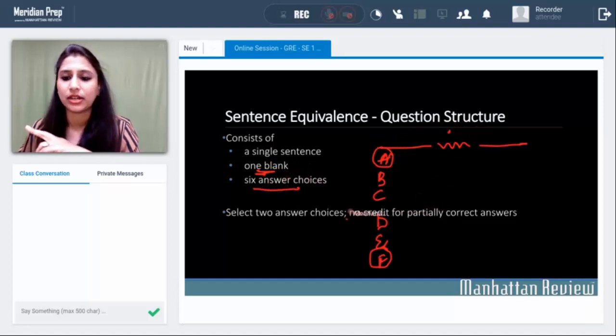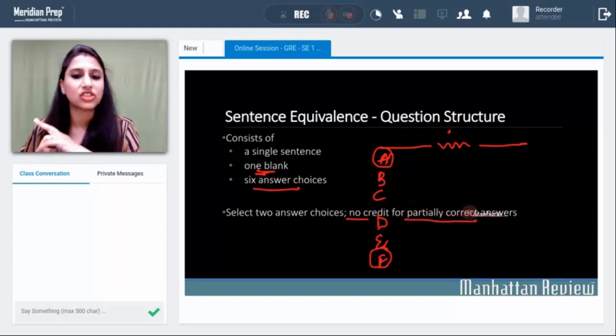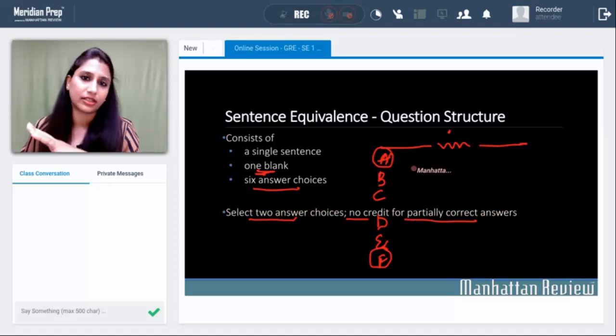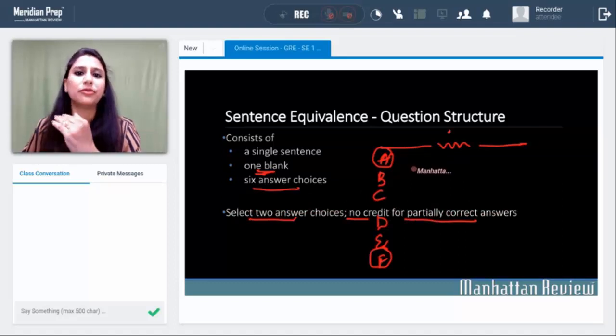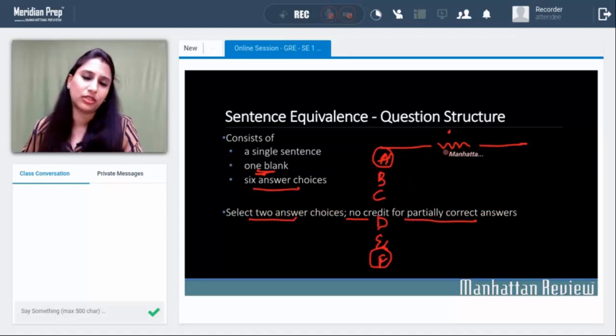No partial credit. The 2 choices, whichever you select, must be correct. So you need to basically pick the right fit for the blank.